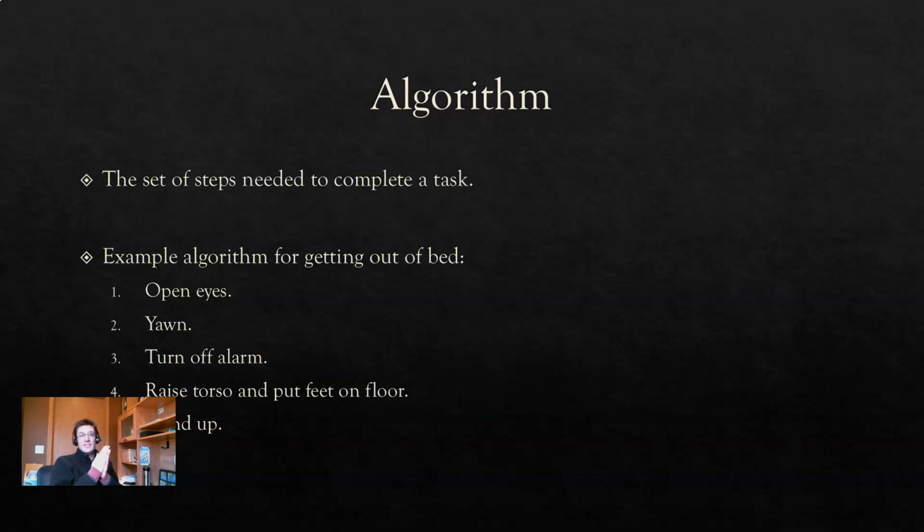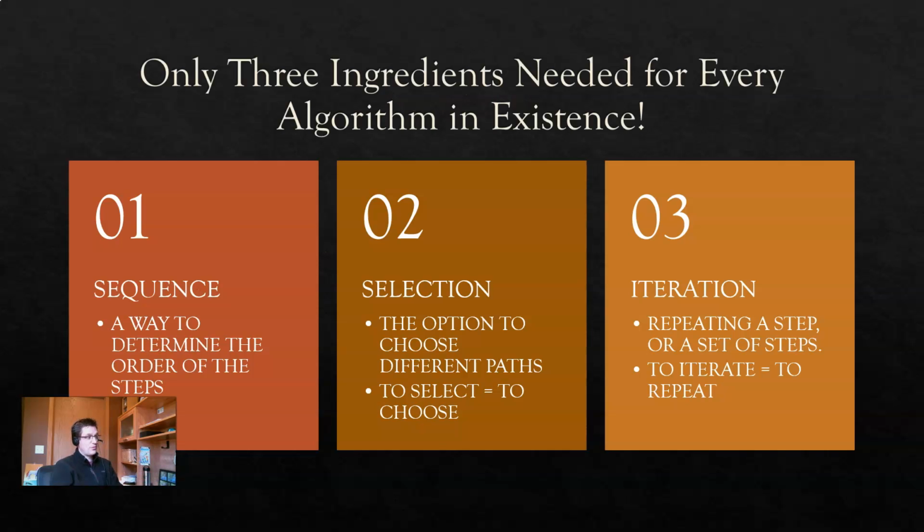Point being, to have a better algorithm here, what I should really have is some sort of way to choose, right? Is there a fire? Is there a reason to do it slow or fast, right? That's called selection. You select a path for your code. And then finally, iteration. That's a fancy word for repeating things. When you iterate steps, you are repeating those steps, or you can repeat a set of steps. And with those three ingredients, you can do everything.